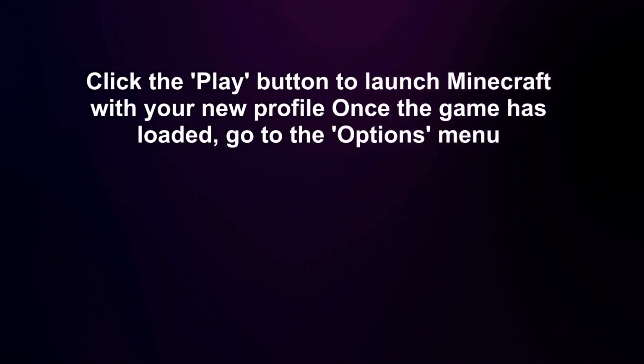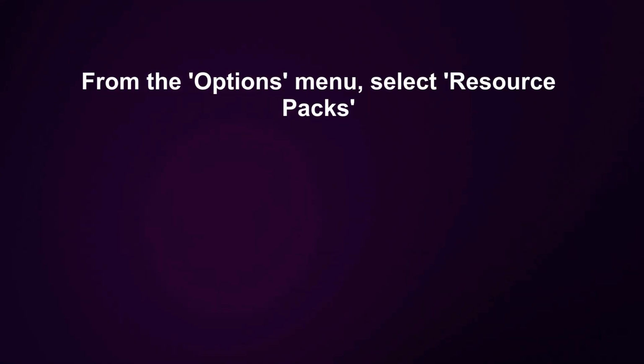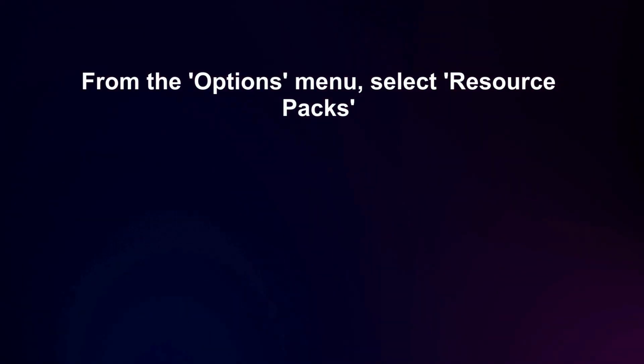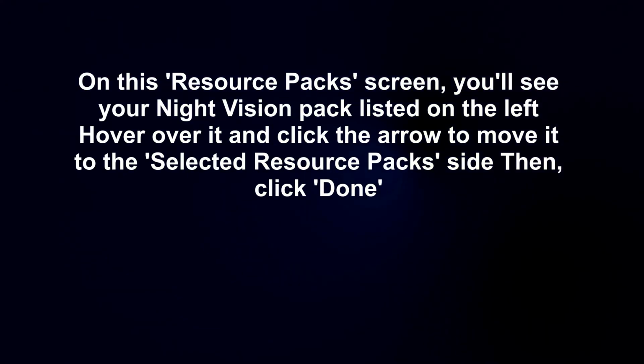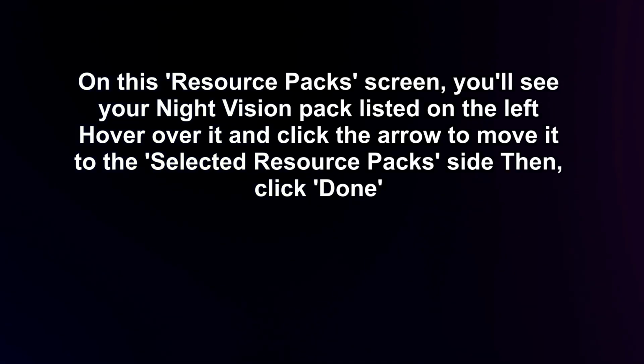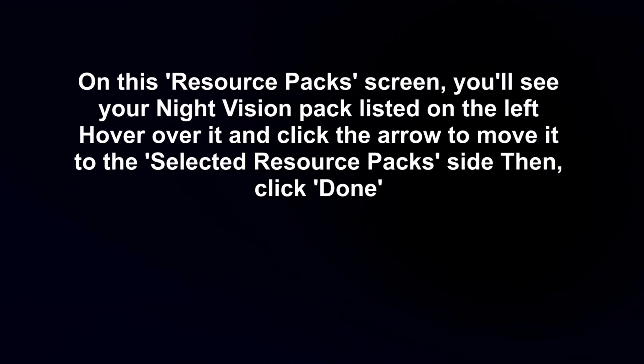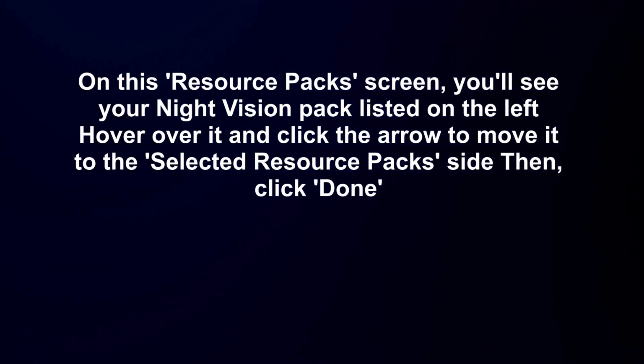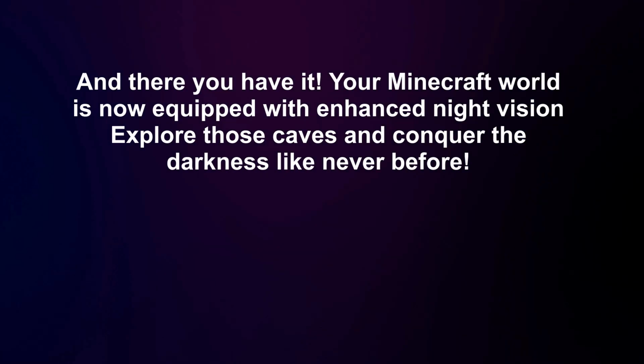Once the game has loaded, go to the Options menu. From the Options menu, select Resource Packs. On this Resource Packs screen, you'll see your Night Vision pack listed on the left. Hover over it and click the arrow to move it to the selected Resource Pack side. Then, click Done. And there you have it.